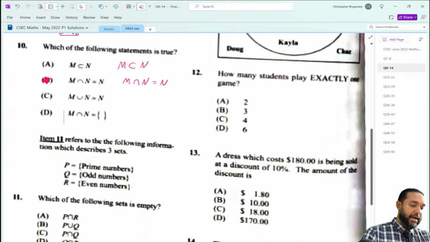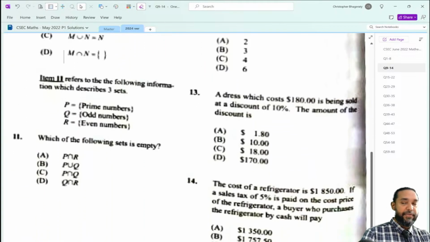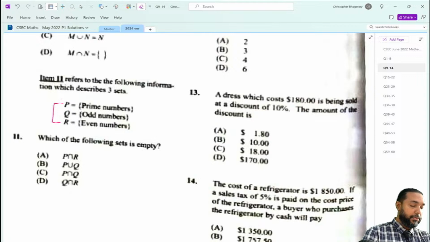Okay, let's scroll up. Item 11 refers to the following information, which describes 3 sets. Okay, so we have prime, odd, and even. Which of the following sets is empty? So the first one is P intersect R. That's saying, are there no elements in prime that are also even? There's one even prime number, which is 2. So this is not an empty set. P intersect R is not empty.